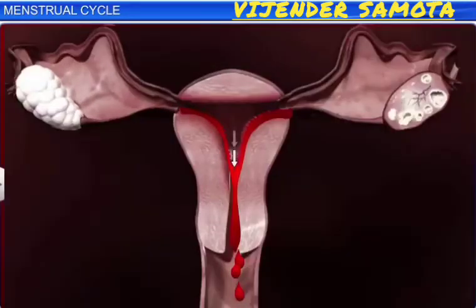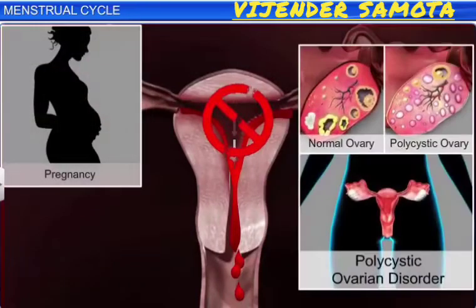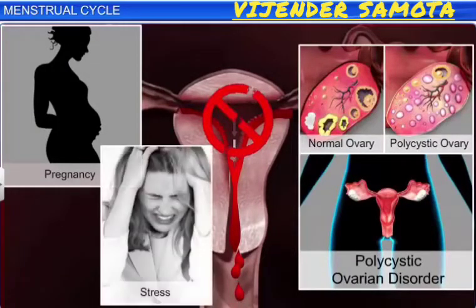Interestingly, the absence of menstruation indicates pregnancy or ovarian disorders such as polycystic ovarian disorder, or even factors such as stress and ill health.